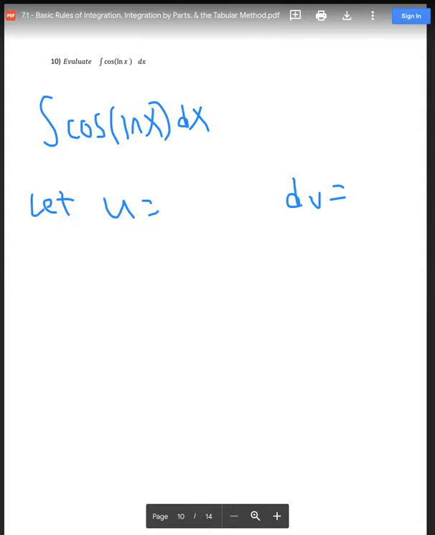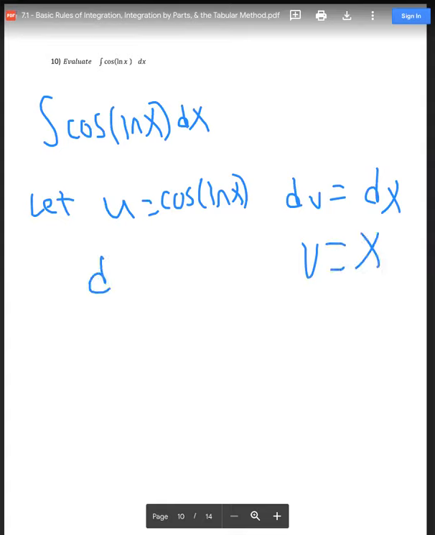What do you guys think u is, and what's dv? Cosine of ln x for u, and then v is dx. Yeah, perfect. So that means we know that v is x, du. The derivative of cosine of x is negative sine of x.